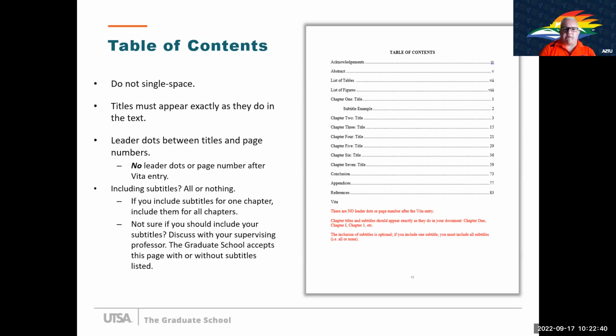If you are including subtitles, that's fine, but it's an all or nothing situation. If you have subtitles included on your table of contents for chapter 1, then you also need to make sure to include all subtitles for chapter 2, subtitles for chapter 3, etc. So make sure that before you delve into it, because it obviously can make your table of contents longer and longer. Ultimately, the format of your table of contents and what to include is going to be determined by a discussion with you and your faculty chair.